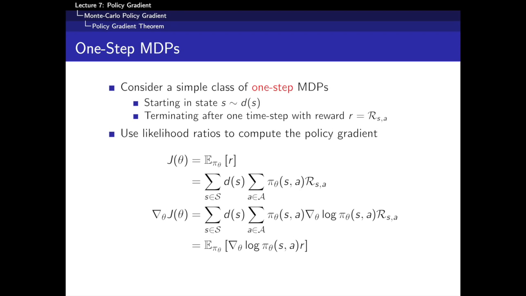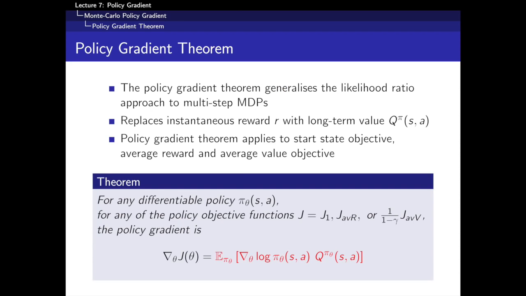Okay, so we want to do the same thing in multi-step MDPs, not just these one-step things. And to do that, we actually just need to do one trick, which is to replace this instantaneous reward that we had. So we were multiplying the score by the immediate reward. And to do a multi-step MDP, all we need to do is replace this immediate reward with the value function, the long-term reward. And that actually turns out to be the true gradient of the policy. And the policy gradient theorem tells us precisely what that means.